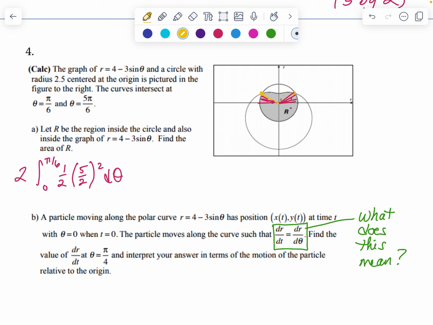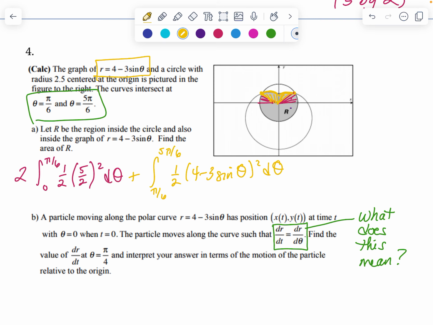And then the next section of region R is this section here, but notice that that's not going out to the circle, that's going to the other equation, the one that has like a little dent in it. So that's this equation. So I'm going to have 1/2 r squared d theta for that. And I do need to figure out where these intersect. No, they told me where they intersect. Great. So I can just use that.